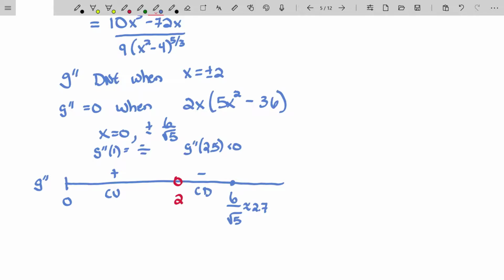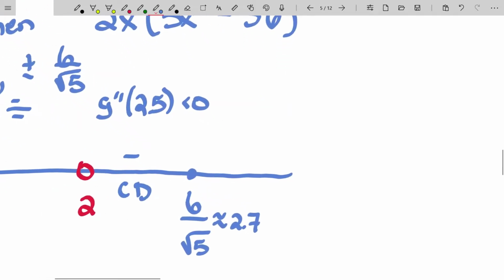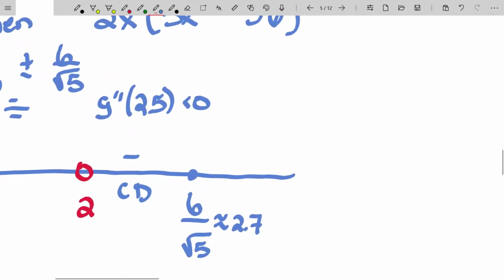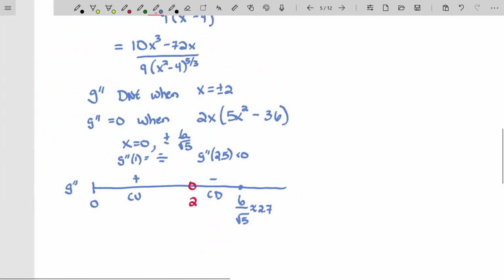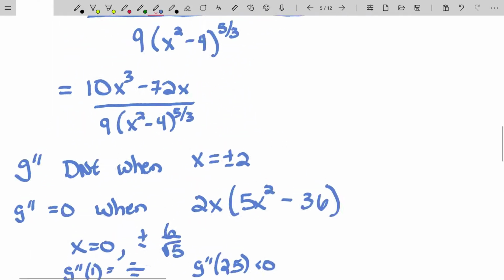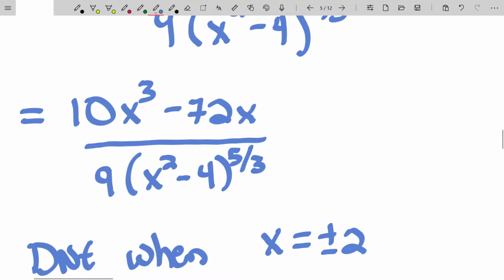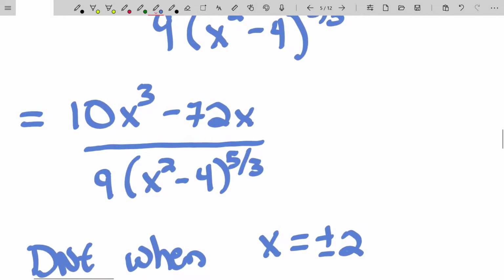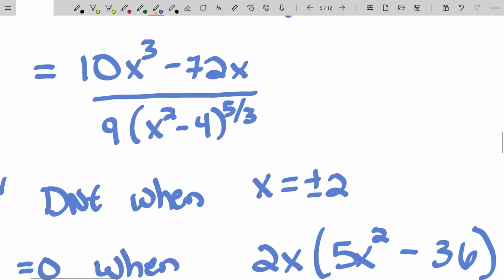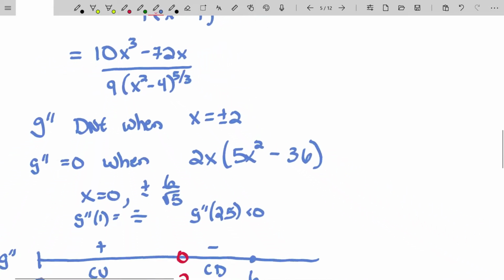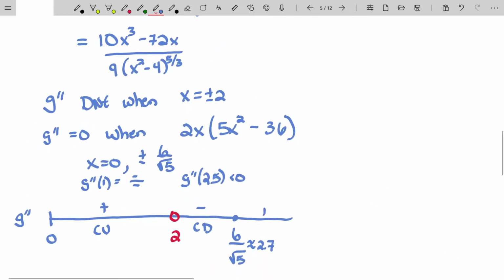Finally, any number beyond 6 over root 5, or beyond 2.7, and I'm just going to plug in a trillion. A trillion cubed times 10 is massive. Minus 72 trillion is still pretty positive, divided by a positive number. So it's going to be positive. So we have concave up for our function.